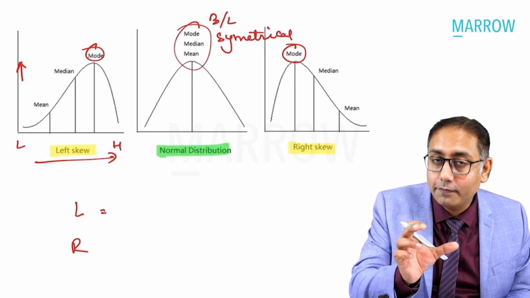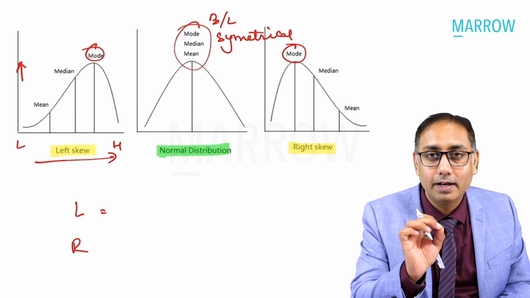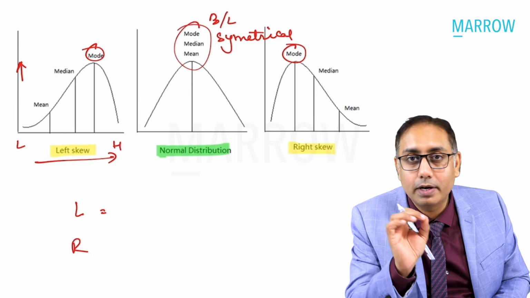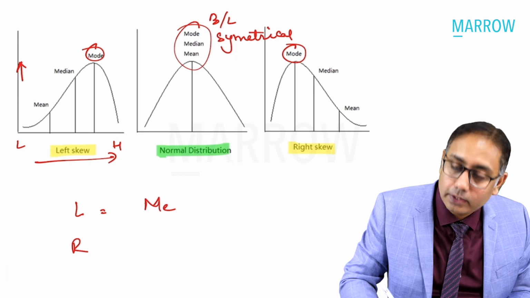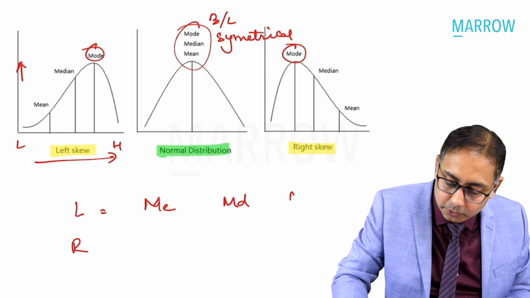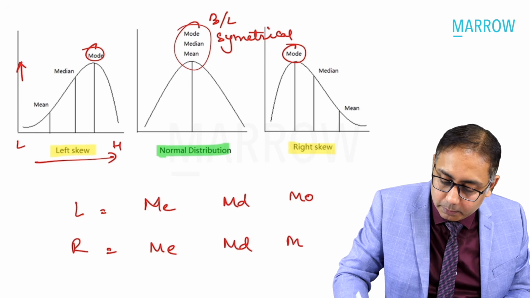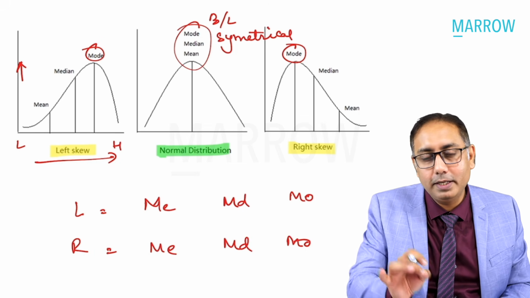Alphabetically, which is the first word which will come in the dictionary: mean, median or mode? Common sense, it is mean. So always write down mean, then median, then mode. For the right skew, I'll again write mean, then median, then mode. Whenever the question asks me, I just write down mean, median, mode.